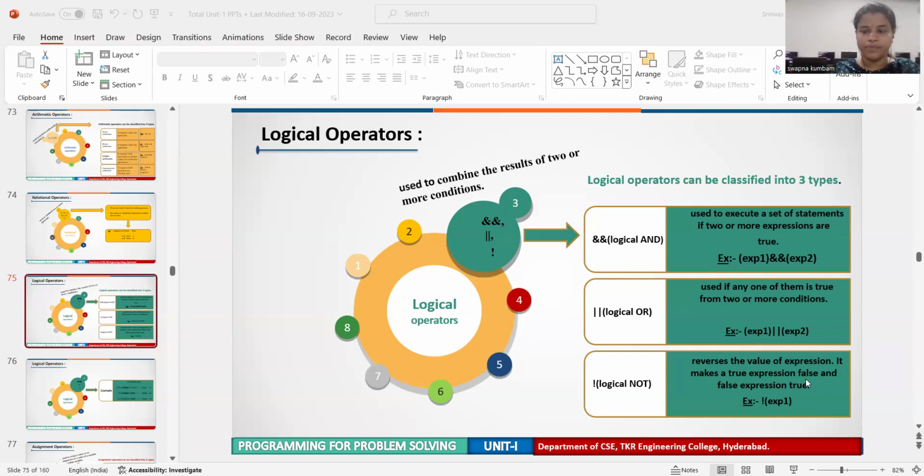1 and 1. If it is the AND symbol, according to the logical AND operation, if we are combining both, only if both are true will this particular expression be true. For the rest of the cases, it will be 0 itself.